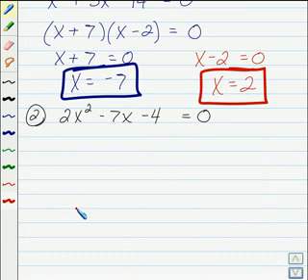Now I want you to do that in this last example. I'll let you know the first step is already done. It's set equal to 0 already, so you can go ahead then and factor it and set each factor equal to 0. Take a minute to work through that. Then when you're ready to check back in, just click continue.